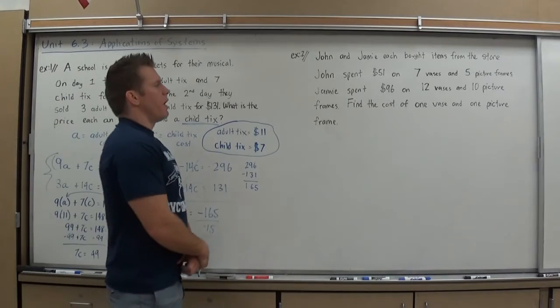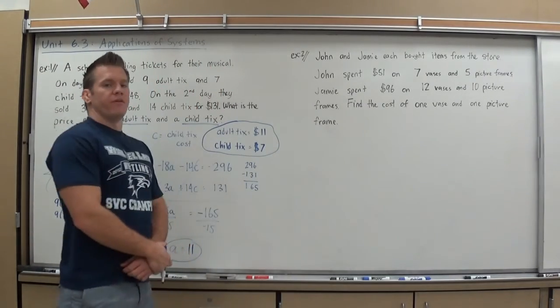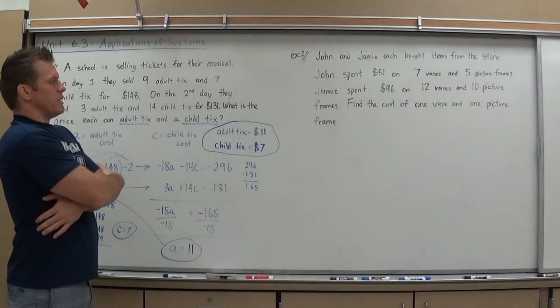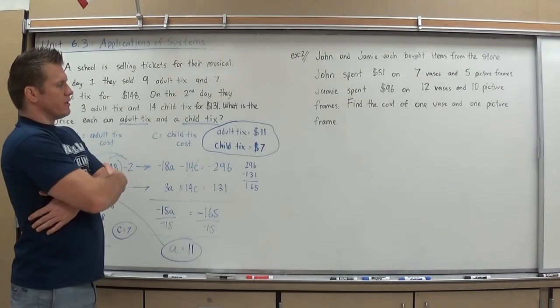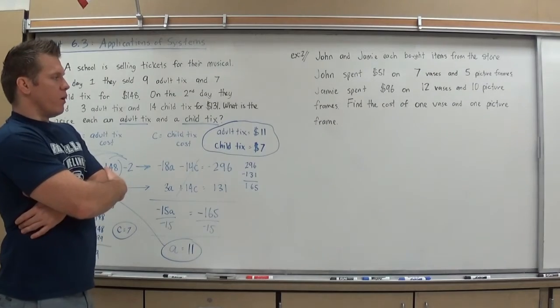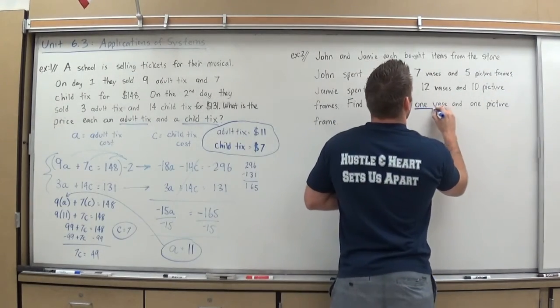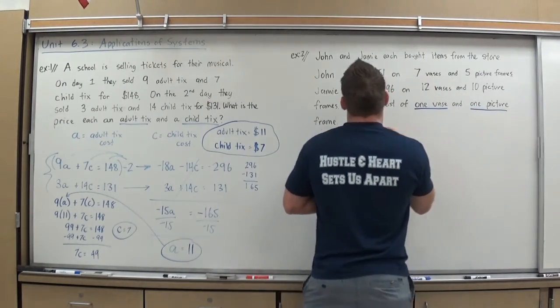John and Jamie each bought items from the store. John spent $51 on 7 vases and 5 picture frames. Jamie spent $96 on 12 vases and 10 picture frames. Find the cost of 1 vase and 1 picture frame. Again, read that last sentence first. The cost of 1 vase and 1 picture frame.